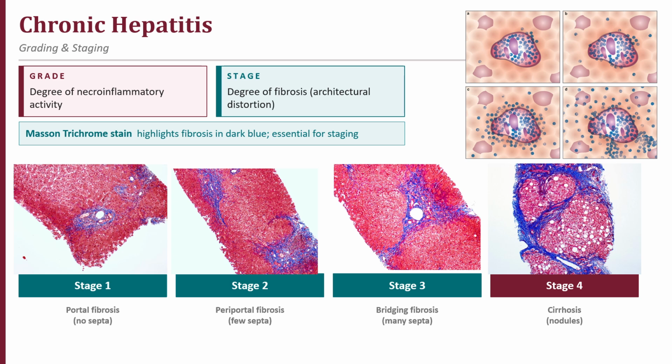where the liver will be diagnosed as cirrhotic liver. What we need to stage this fibrosis is a stain called trichrome. This trichrome will give the fibers a blue color and will help us evaluate the degree of fibrosis.